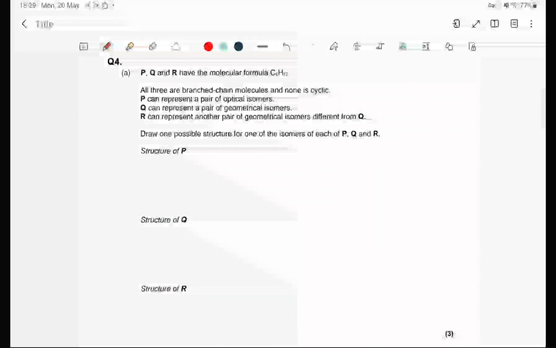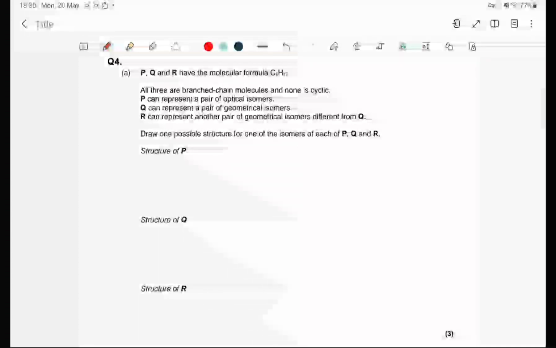Okay, so question 4. P, Q, and R have the molecular formula C6H12. All 3 are branch chain molecules and none is cyclic. P can represent a pair of optical isomers, Q can represent a pair of geometrical isomers, and R can represent another pair of geometrical isomers different from Q. So this question is not super obvious, but what it's saying is that there's 3 different structural isomers. And within each of those 3 structural isomers, there's different stereoisomers.